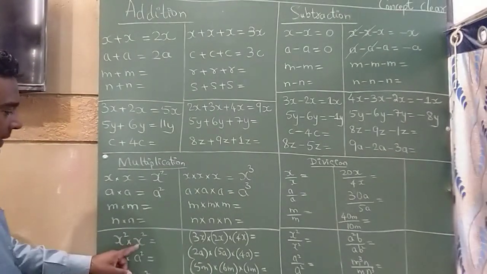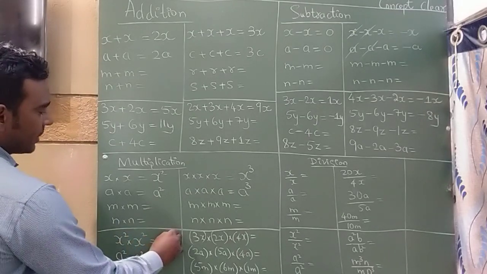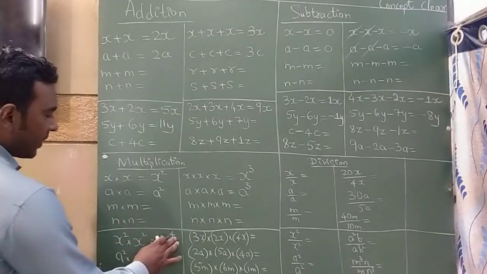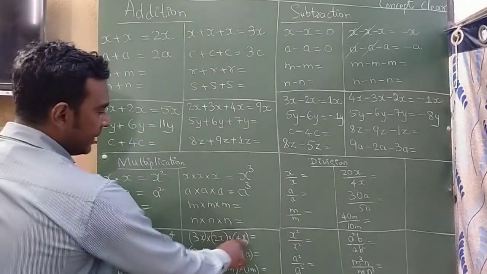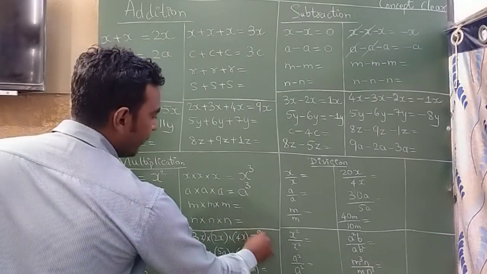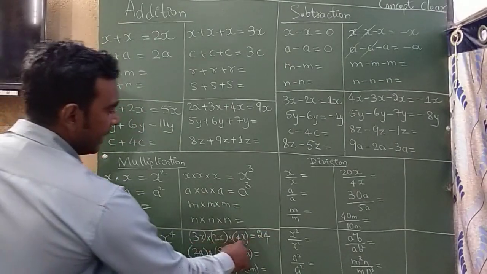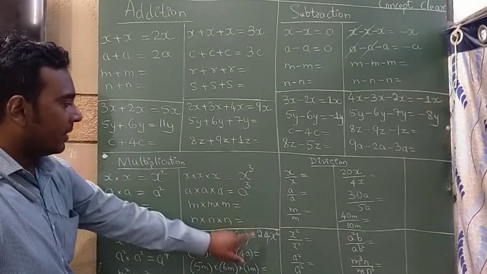Okay, now multiplying these two. So bases are same. Just add the powers. 2 plus 2 is 4. Again here also it is 4. Now multiply these three terms. So 3 2s are 6. 6 4s are 24. Now x. So it is x cube. Because I have multiplied here.